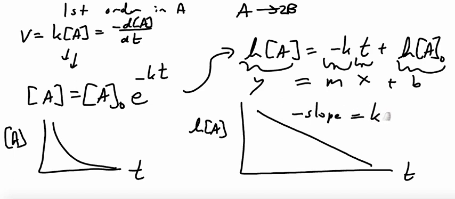Great. So we can see this kind of graphical analysis can also give us our rate constant for first order reactions. So this is first order in A. So this would only be true if the reaction was first order in A. Okay. All right, so let's move on to second order in A.